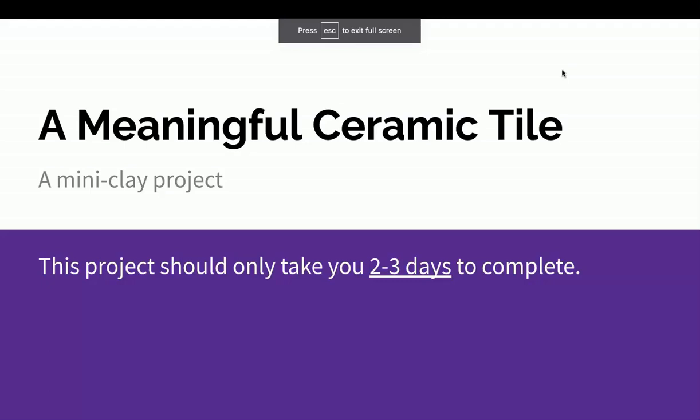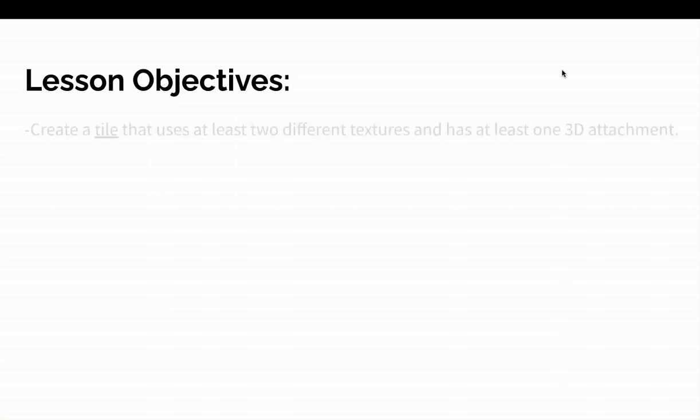be creating a meaningful ceramic tile. This is a mini project because it should only take you about 2 to 3 class periods to complete. So the lesson objectives are you're going to create a tile that uses at least 2 different textures and has at least one 3D attachment.